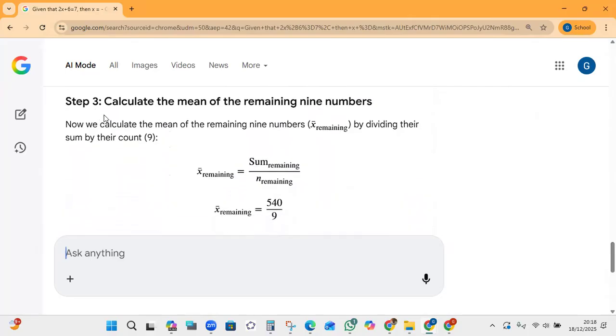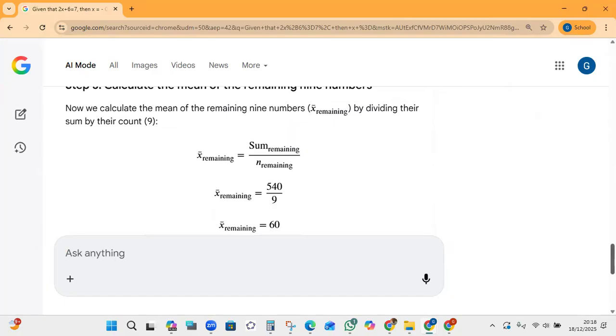So step number 3, calculate the mean of the remaining 9 numbers. Now we calculate the mean of the remaining 9 numbers by dividing their sum by the count, 9. So the mean of the remaining is equal to the sum of the remaining divided by the count of the remaining, which is 540 divided by 9, and that will give us 60.